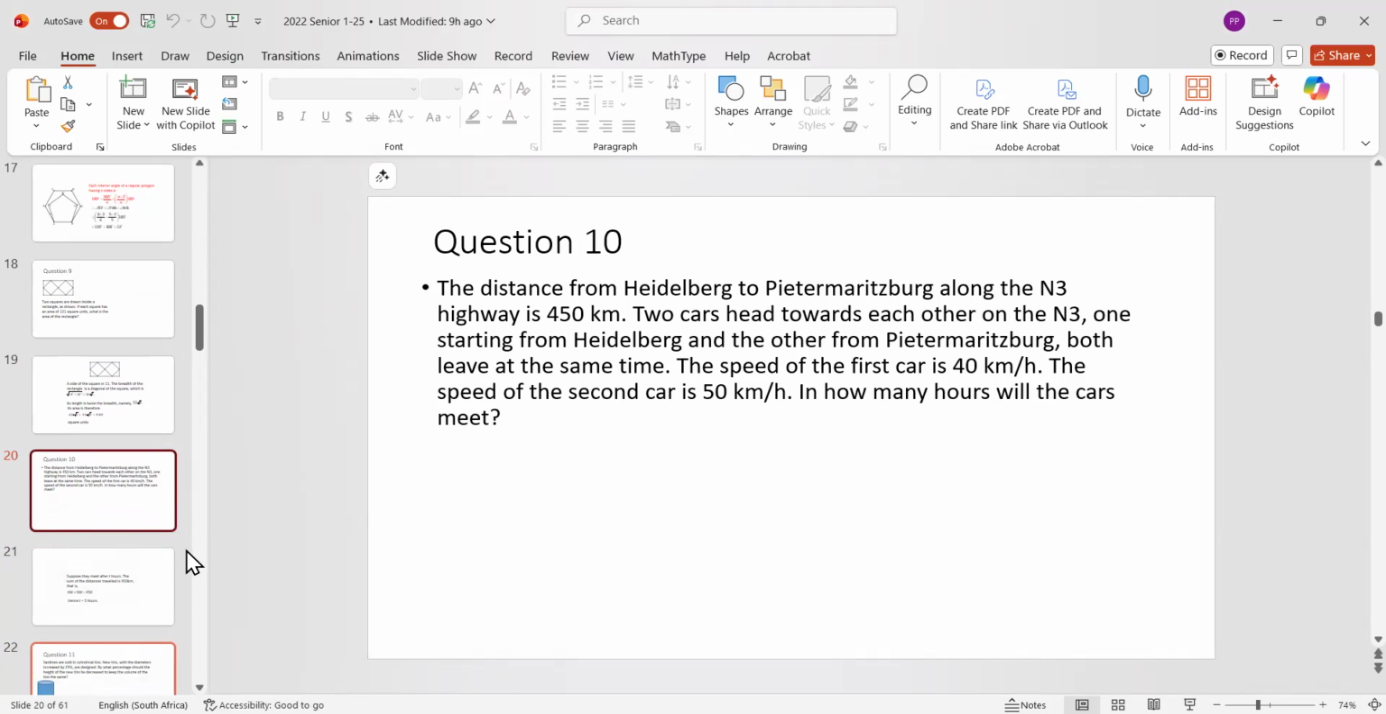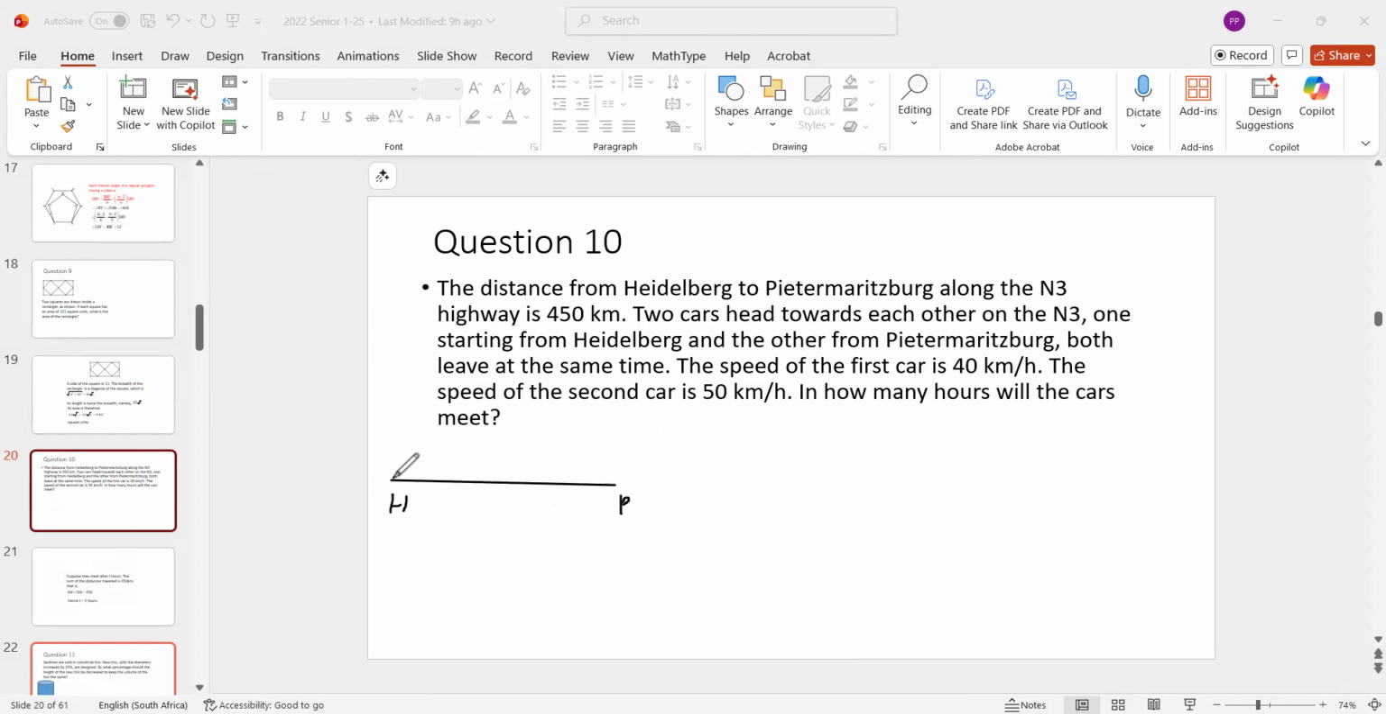Get on to question 10. The distance from Heidelberg to Pietermaritzburg along the N3 highway is 450 kilometers. Okay, so you got 2 towns here. You don't really have to know much about those towns. You can draw a little diagram. And at one end, you put H for Heidelberg, and the other one is Pietermaritzburg.